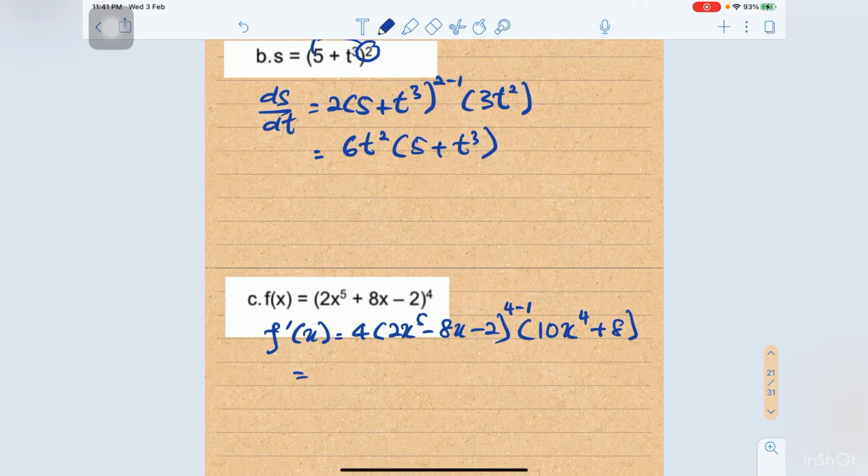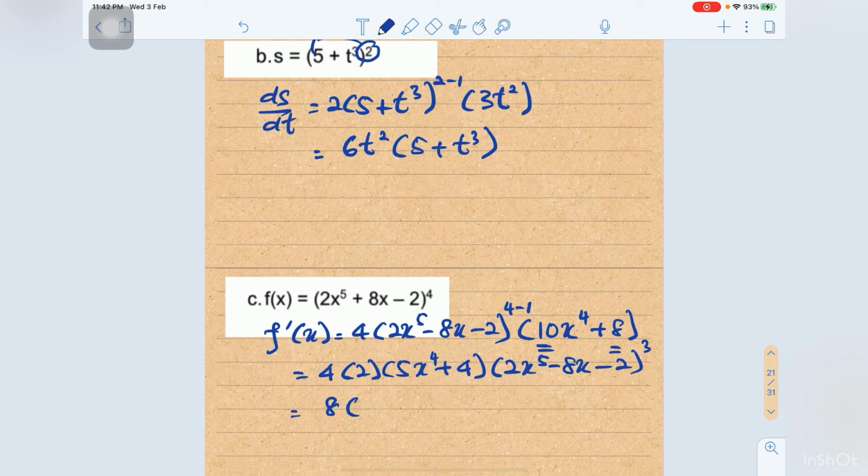So here we can factorize 2. So we have 4 times 2(5x⁴ plus 4) times (2x⁵ minus 8x minus 2) to the power of 3. Simplify, we get 8(5x⁴ plus 4)(2x⁵ minus 8x minus 2)³. Okay, done.